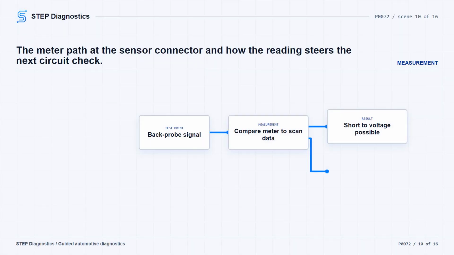If you are using a DVOM instead, first verify the temp sensor and ECU harness connectors are connected and locked. Turn the ignition on, back probe the temp sensor signal circuit at the sensor connector, and compare the meter reading with the scan data. If the signal voltage is reading between 0.1 and 4.9 volts, the temp sensor signal is most likely giving a legitimate reading.